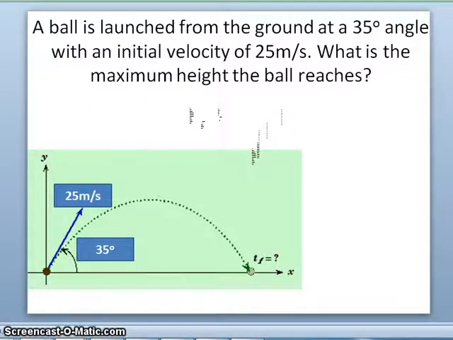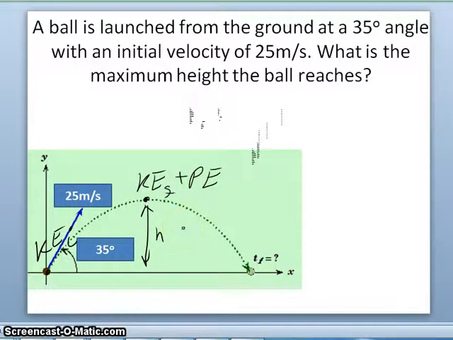Okay, and so in this case, let's think about what we're dealing with here. Initially the ball starts down here and it has kinetic energy, which we'll call KE initial. It climbs up to some height up here. At this point it's at the height that we're looking for, and it would have both kinetic energy because it's moving, which we'll call KE final, and potential energy because now it's some height off the ground. It has gravitational potential energy.